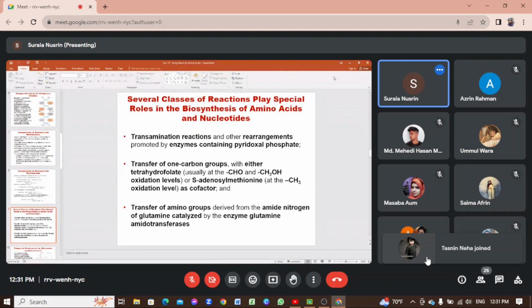And the third one is transfer of the amino groups derived from the amide nitrogen of glutamine. Okay, amide nitrogen of glutamine, and the enzyme is called glutamine amidotransferase. Okay, because the nitrogen is the amide nitrogen, glutamine amidotransferase. Now, because we already learned about the transamination reaction, and the transfer of one carbon group we are not going to focus on here, but that will come during the biosynthesis of nucleotides. But the third one we are going to learn here.